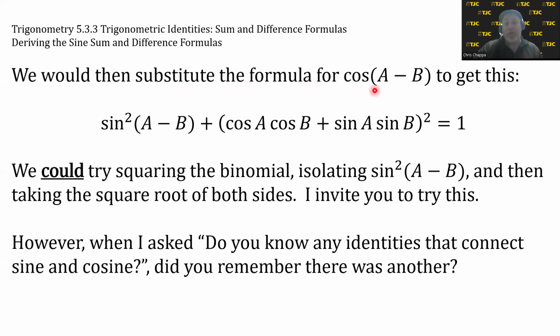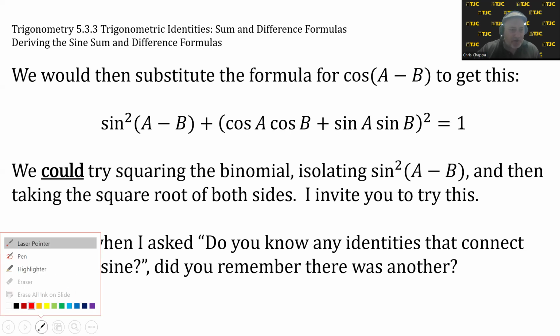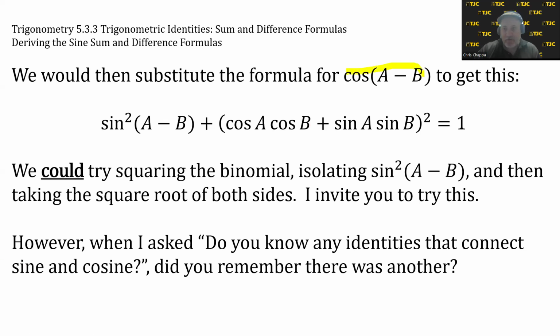We would substitute the formula for cosine of A minus B to get this. Sine squared of A minus B plus the square of cosine A cosine B plus sine A sine B is equal to 1. And again, just to make sure we're all on the same page, this is equal to this. But since the first thing I highlighted in yellow is squared, so is the second thing. Now, we could try squaring this binomial, isolating the sine squared, and then taking the square root of both sides. I invite you to try this.